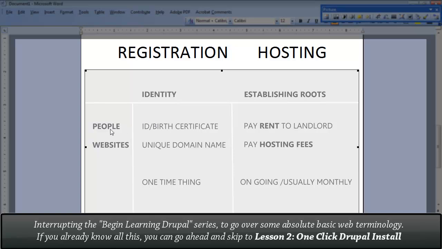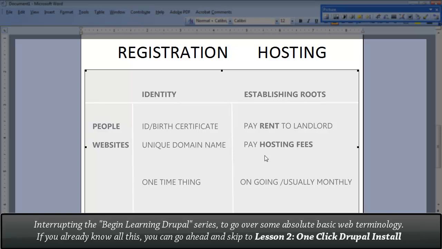Now, in terms of hosting, you have to pay hosting fees. So just like your apartment, you have your ID, you have all this stuff, but then you need to live somewhere for the most part, and you pay rent to a landlord every month. Similarly, websites pay hosting fees every month. It's usually an ongoing monthly fee, although in some cases you may have to pay a yearly fee, or you may get a discount by paying yearly fees.